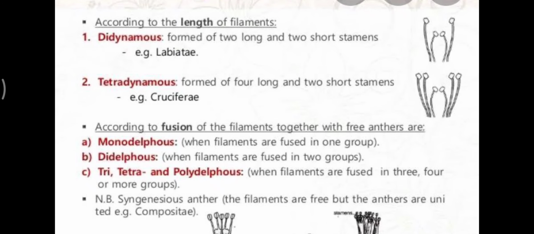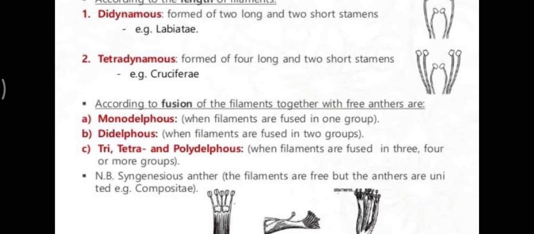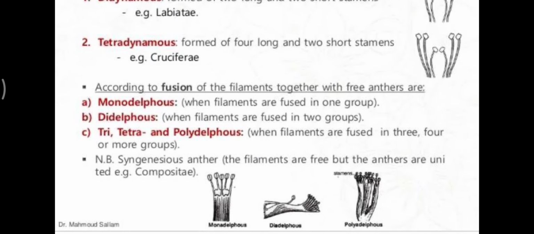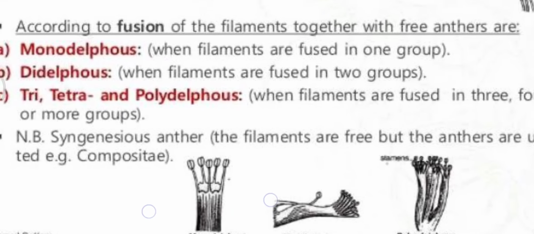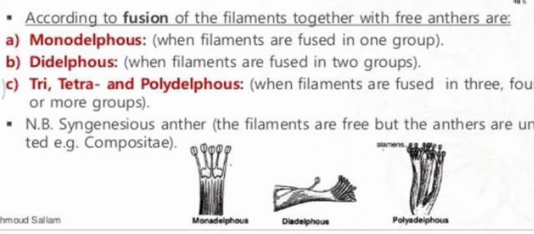Now the filaments can be free and filaments can be fused. Now monadelphous condition, where you can see that the filaments are fused. See, this is the monadelphous condition where filaments of all the anthers are fused into one group. Now let us see the next one, diadelphous. Here the filaments are 2 in number.